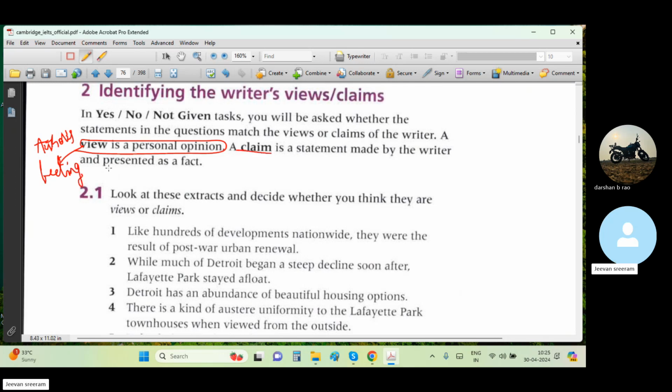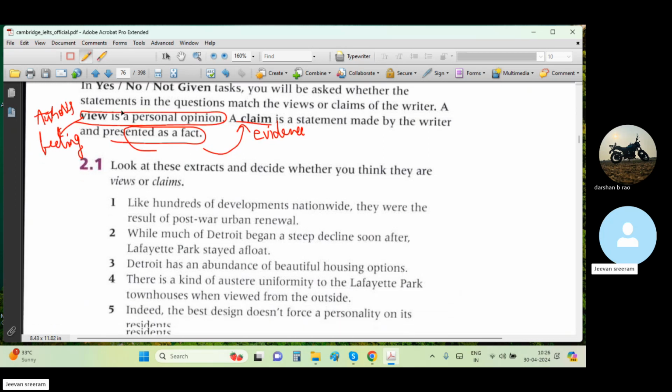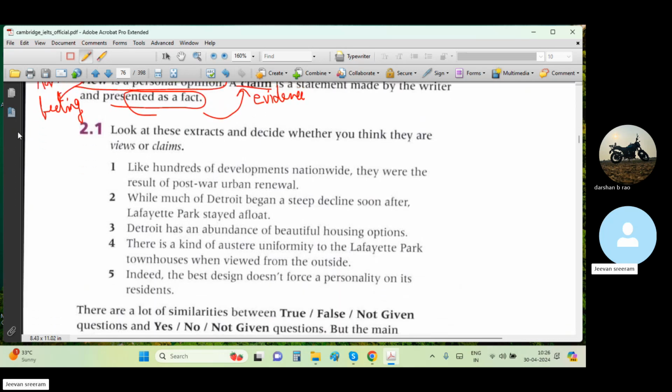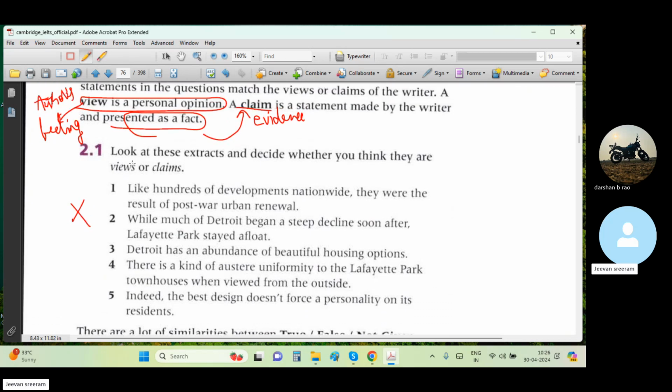Claim is something which has actually been presented as a fact. As per the author, that is a fact. That's actually evidence the author might make use of. Okay. When the author presents information as a fact or as evidence, that must be said to be a claim. If the author presents his feelings or his opinion, that's a view. Okay. You won't see these sort of questions in your real examination. It's just for your knowledge.